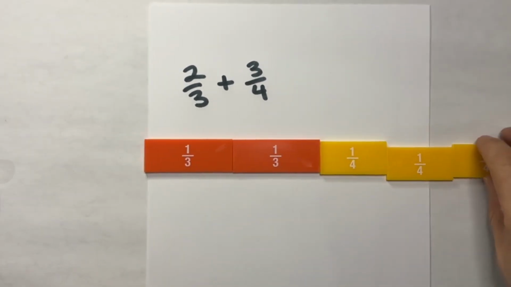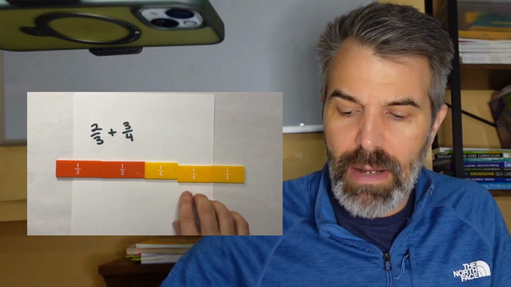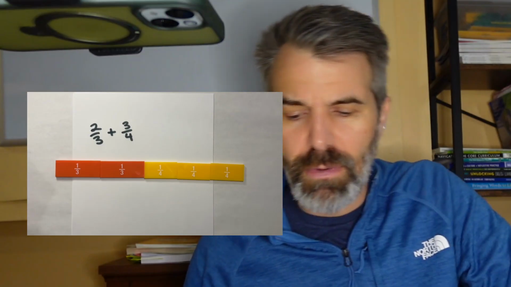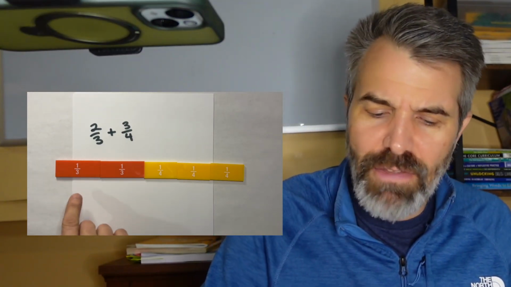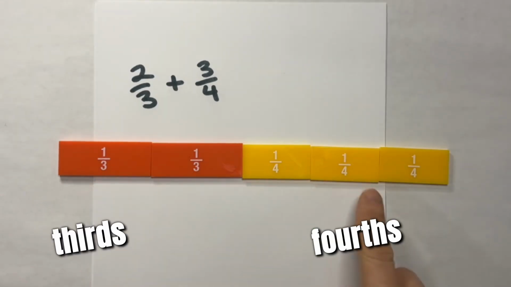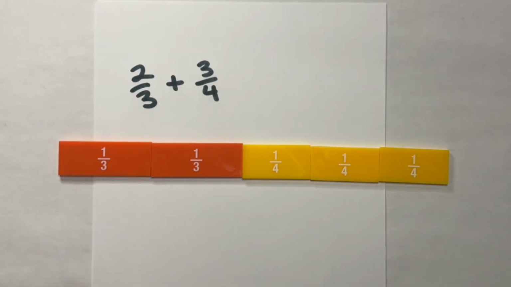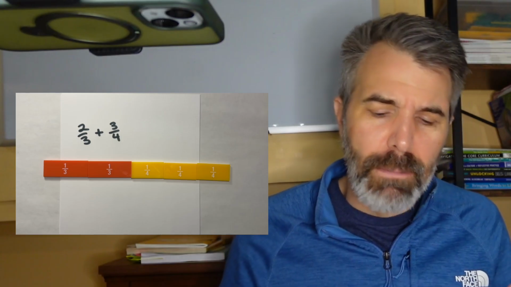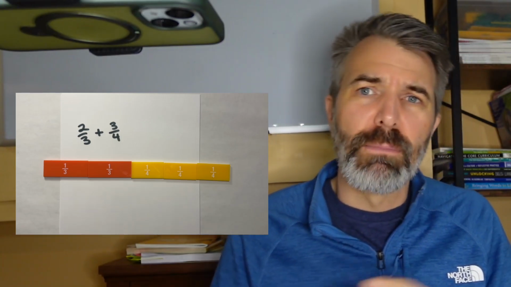The challenging part is that when I'm looking at 2/3 plus 3/4, I can't say that that's 5 of anything because I'm comparing two different things. Here's thirds and here's fourths. So it's not 5/3, it's not 5/4, it's not 5/7. That doesn't make a whole lot of sense. So what I might need to do is find a common denominator. What's something I can break thirds up into, the same thing I can break fourths up into?